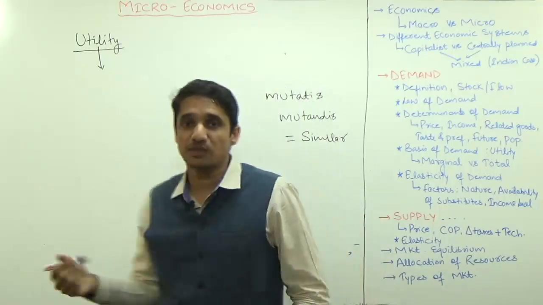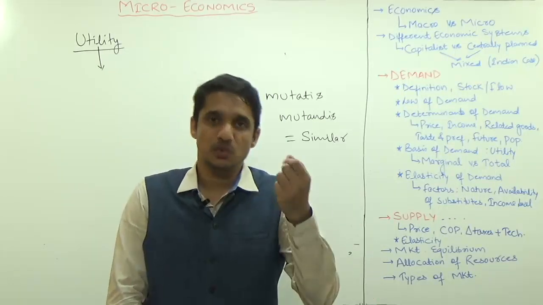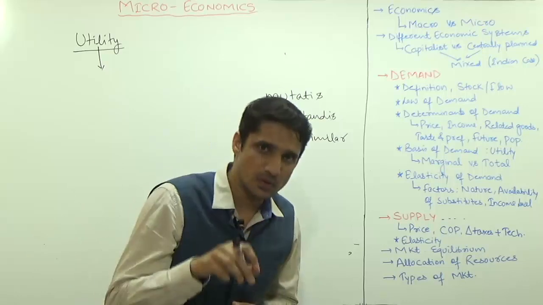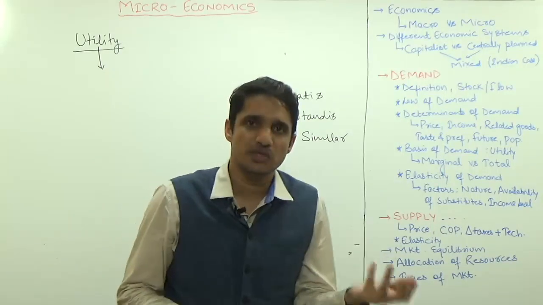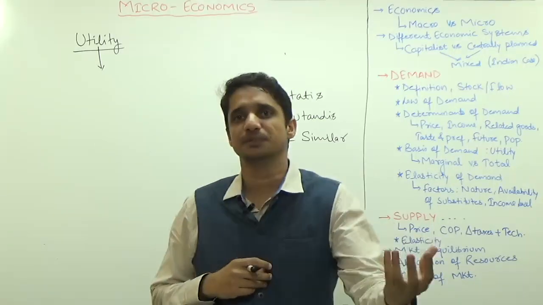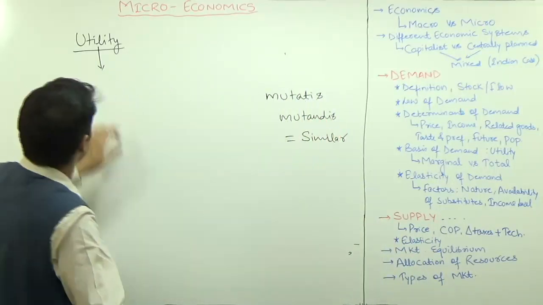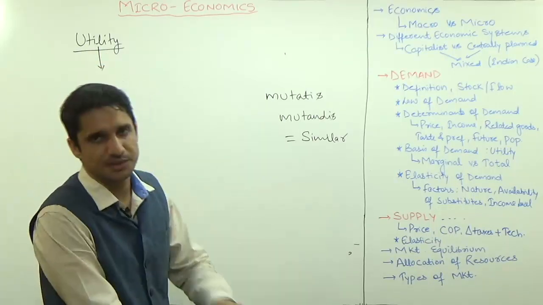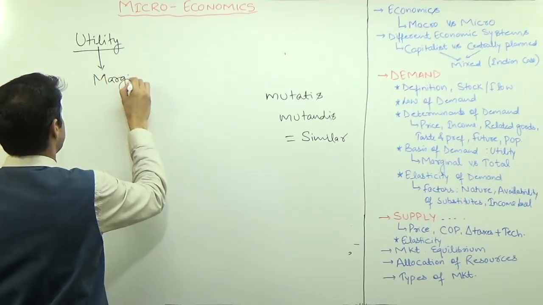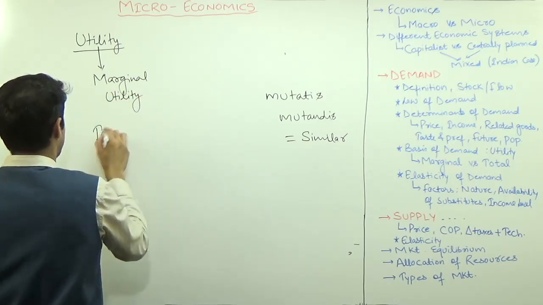But this utility is highly subjective. How is it subjective? Maybe I want to consume apple, you don't want to consume apple. Maybe today I want to consume apple, but tomorrow I don't. Maybe in Mumbai I want to consume ice cream, but in Delhi I don't. So it is highly subjective. It changes from person to person, place to place, and time to time. That is why this utility is the actual basis. Now this utility is further divided into marginal utility and the total utility.